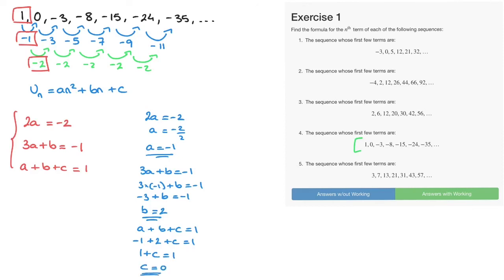We now have all of the coefficients, and we can state the formula. un equals -1 times n squared, we just write -n squared, plus 2n plus 0, which we don't bother writing. And so that's our formula. un equals -n squared plus 2n.